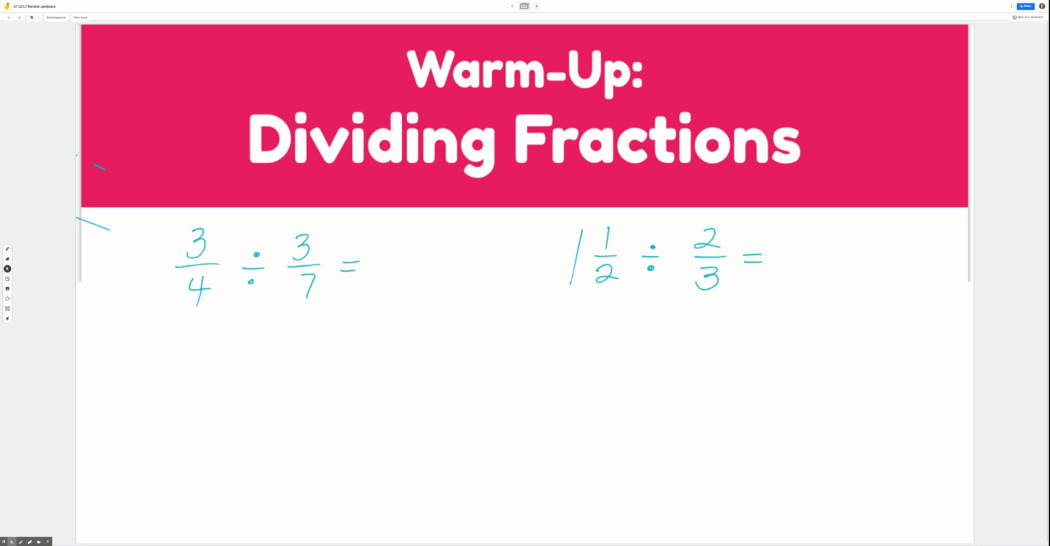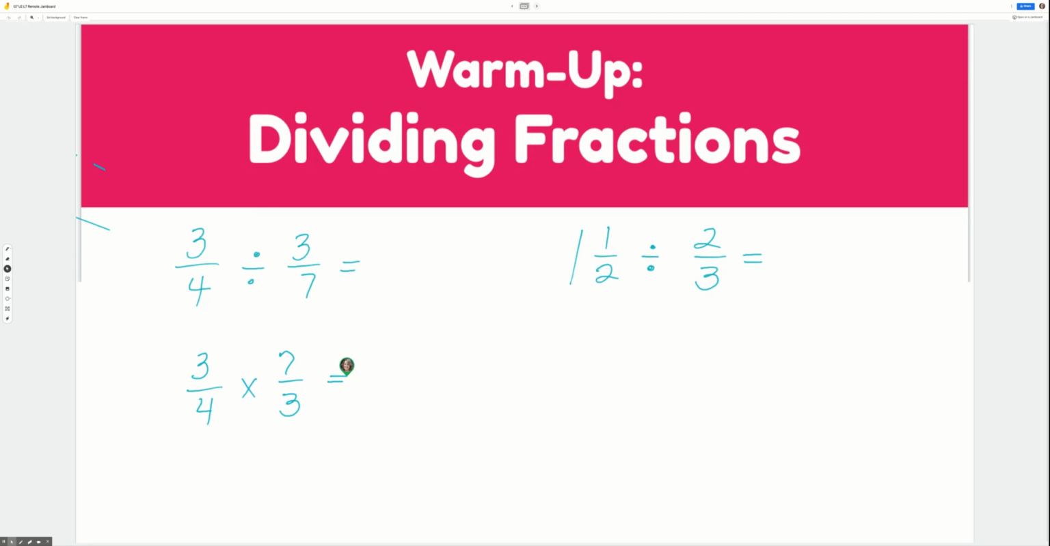As a warm-up, we're going to start with some dividing of fractions. We are going to start with the first problem, 3/4 divided by 3/7. And this is a review. To divide fractions, you take your original fraction and you multiply it by the reciprocal of the other fraction. So we will do times 7/3.